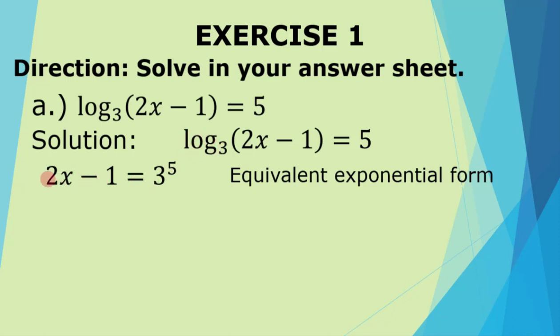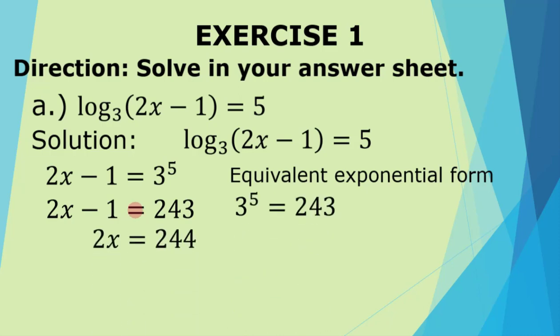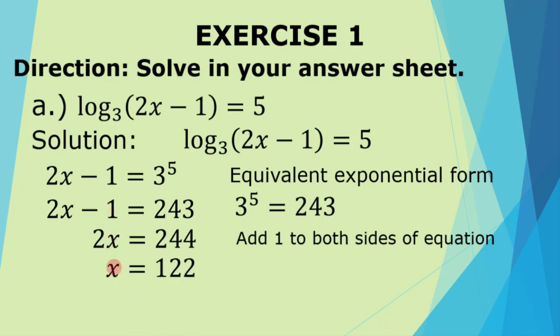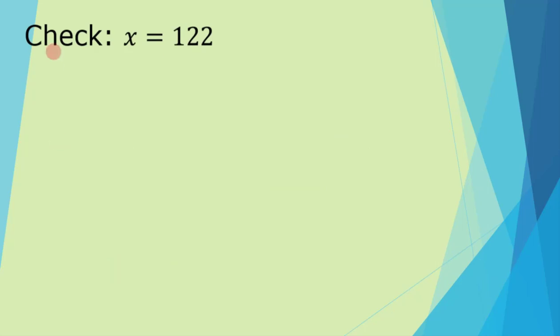Then next, we have 243, that is equal to 3 raised to 5. The next is 2x equals 244 because we add both sides of the equation by 1 to eliminate the 1 here. Then we have x equals 122. The reason is that we divide both sides of this equation by 2. And we need to check if x equals 122 is really a solution.